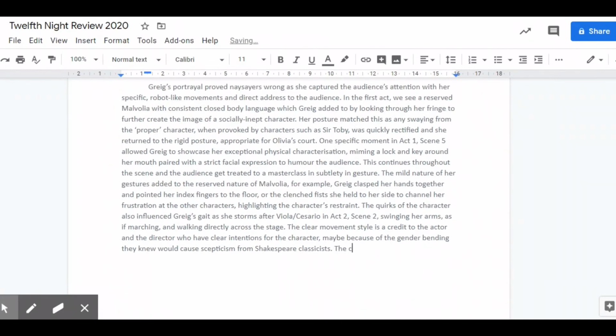Because I'm reviewing the play as a whole, I'm also going to include some other elements to show the examiner I do know what I'm talking about when it comes to watching and evaluating a play. So I'm going to talk about the design as well and how that helped the actor with their physical characterisation. So again, still answering the question.